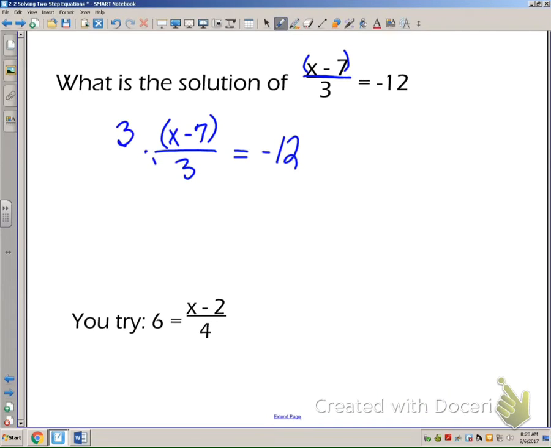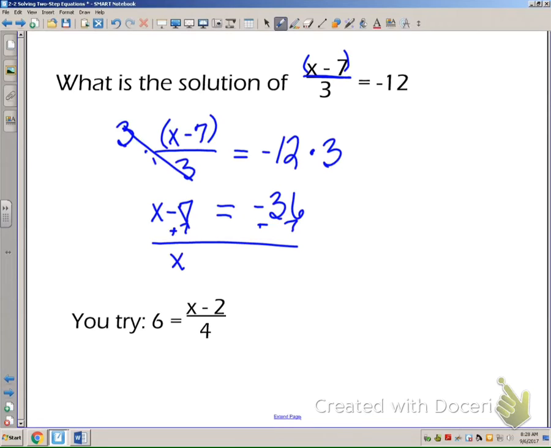So how do I get rid of something being divided by 3? Well, I can multiply by 3 because we know 3 over 3 is 1. 1 times x minus 7 is just x minus 7. Well, if I times one side by 3, I must also use the multiplication property of equality and multiply the other side by 3. And I get negative 36. Now it's easy to see how to isolate our variable. To get x by itself, use the addition property of equality, adding 7 to both sides. Since these are different signs, I'm going to subtract and keep the sign of the larger number. So I know it's going to be negative. 36 minus 7 would be 29. So negative 29 is my answer.